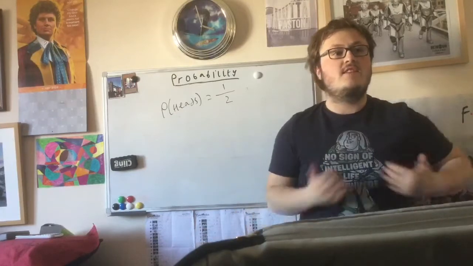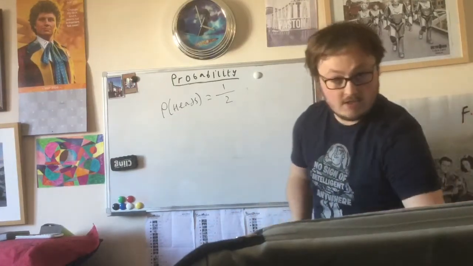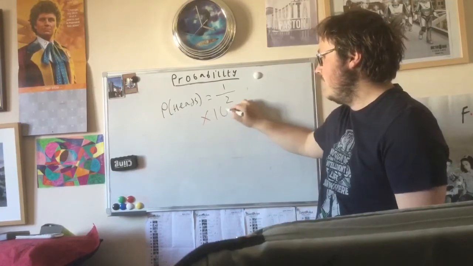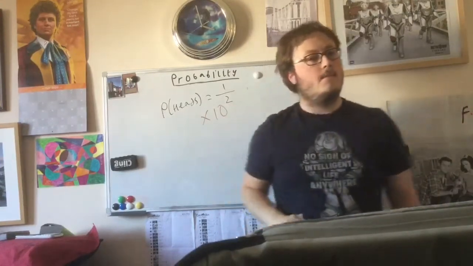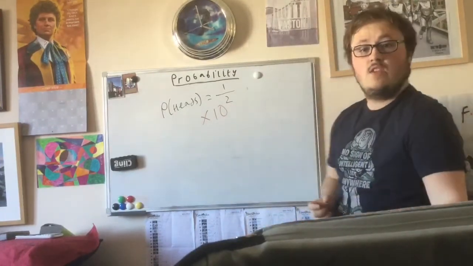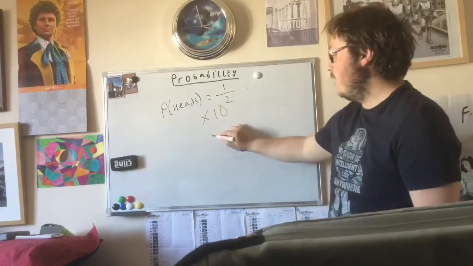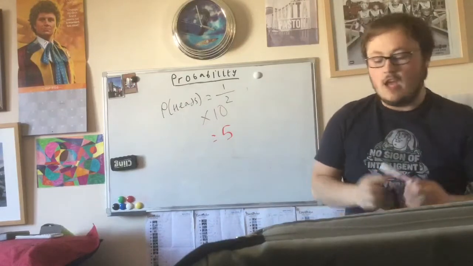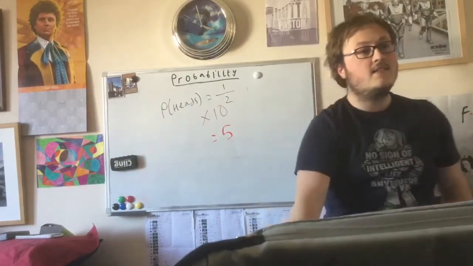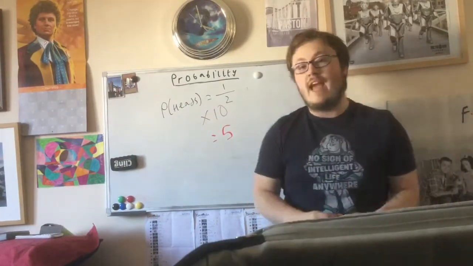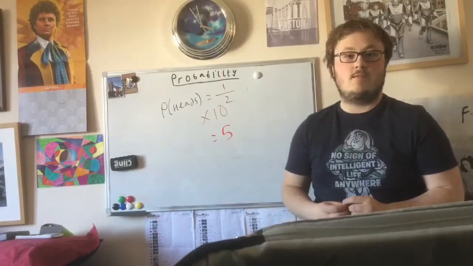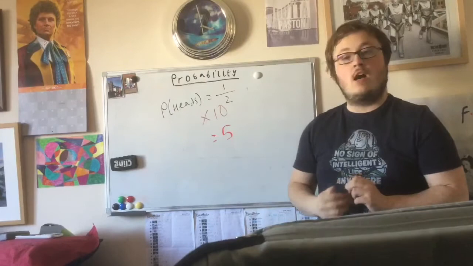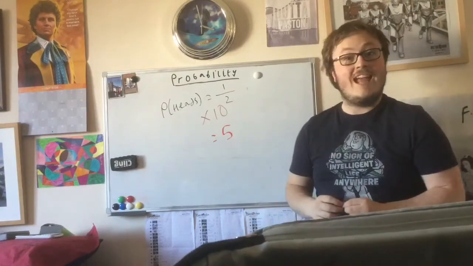But if I toss it 10 times, what you have to do is multiply that probability by 10. And when you do, you will end up with 5. And that is my prediction. If I was to toss this coin 10 times, I am predicted to get 5 heads. Another clue for how we know that is 1 over 2 is the same as a half. 5 is half of 10.